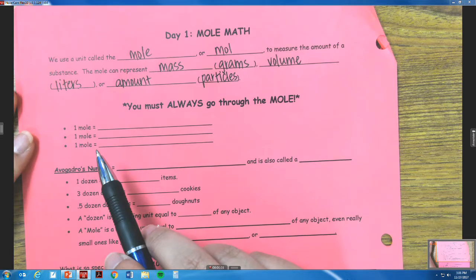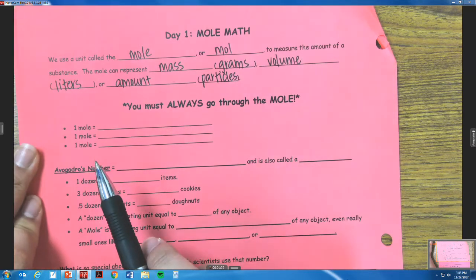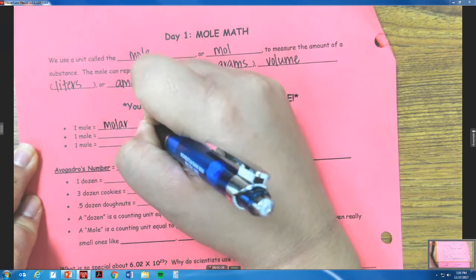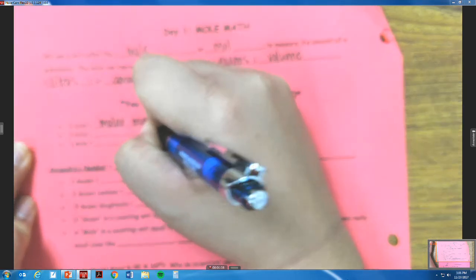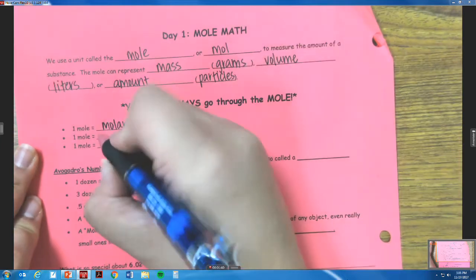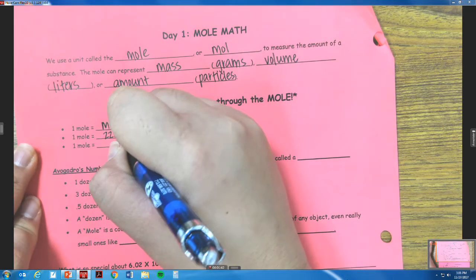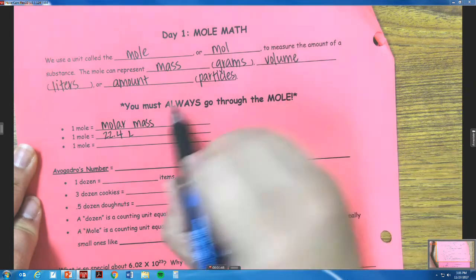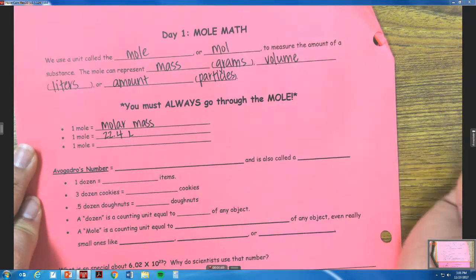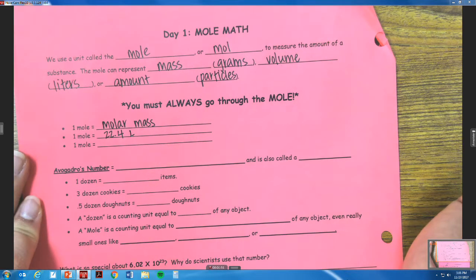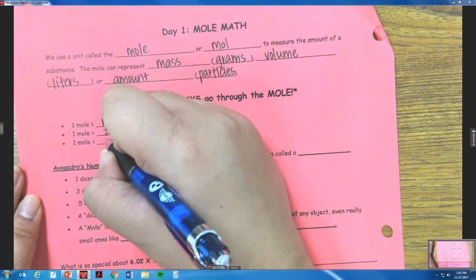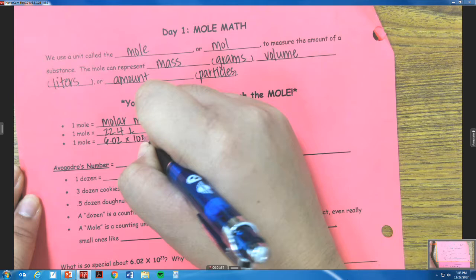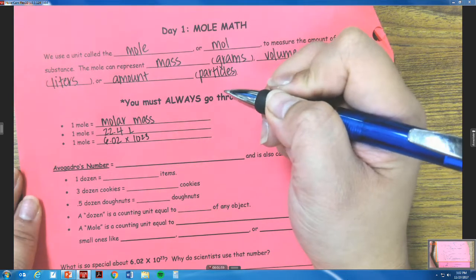So 1 mole can equal our molar mass. 1 mole can also equal 22.4 liters, because remember, a mole can also represent a volume. So 1 mole can also equal 6.02 times 10 to the 23rd particles.